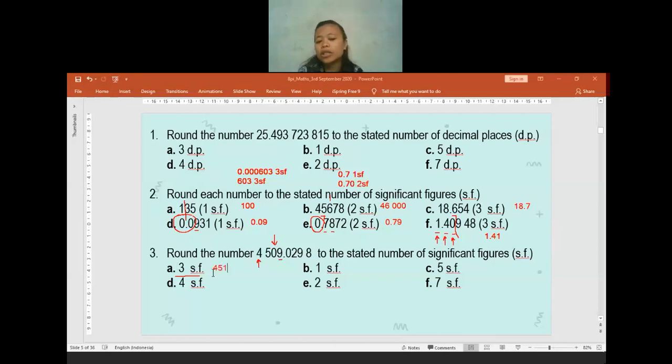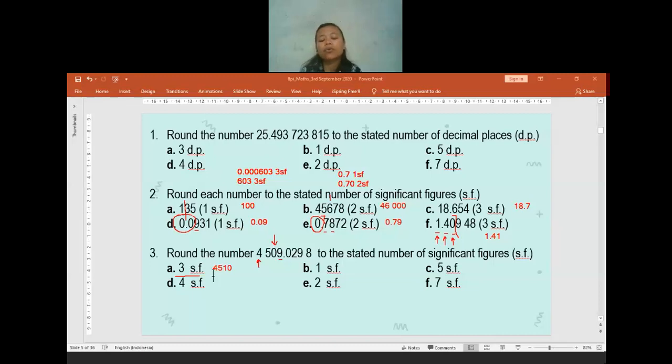But we have to make sure the value of the number is consistent. If we only write it as 451, the value will be different. Why? Because the question is 4,509. That's why we have to put 0 in here. So the number will have the same value in thousands. Is there anyone having any questions still, or maybe my explanation is still too fast? No? Okay. If no one has any confusion, let us move to question B.